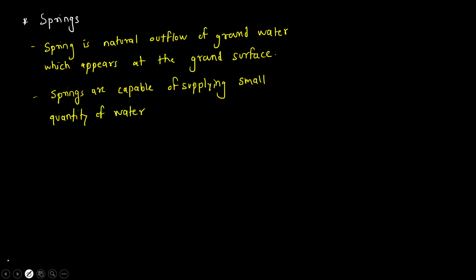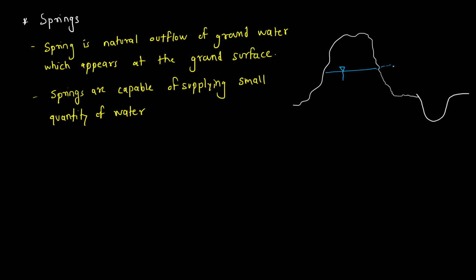Generally these springs are produced from mountains. So let's say that this is a mountain here. Now what we are doing is preparing one trench here for collecting this water. So this is the water level. So this is called springs. The quantity of water which is produced in this is very less, and hence it is used for only small towns.